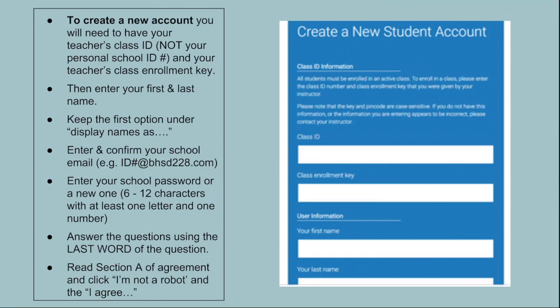Then for security reasons, you will need to answer some questions using the last word of the question as your answer. We suggest this because this is a school account. For example, let's say that the question is, what is the make and model of your first car? Your answer will be car. And then at the end, it will ask you to read Section A of the agreement and click I'm not a robot, and then read and agree to the information that starts with I agree.